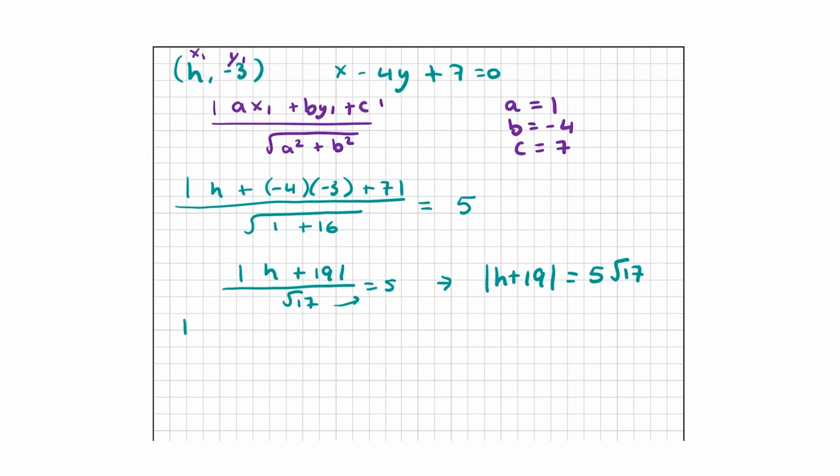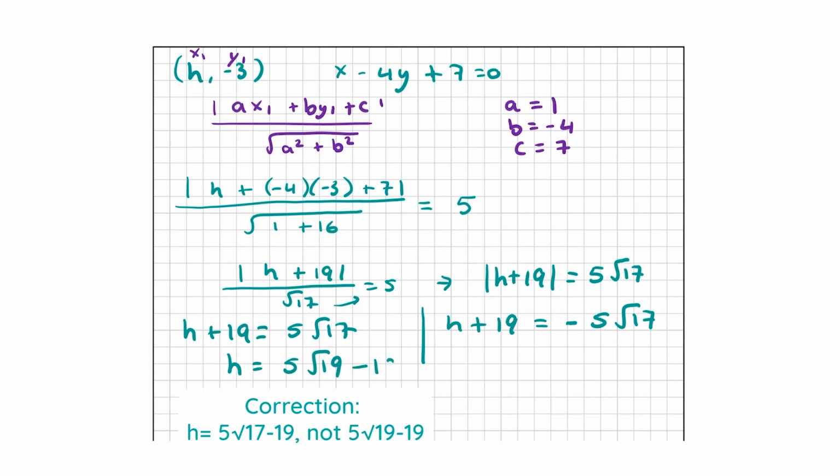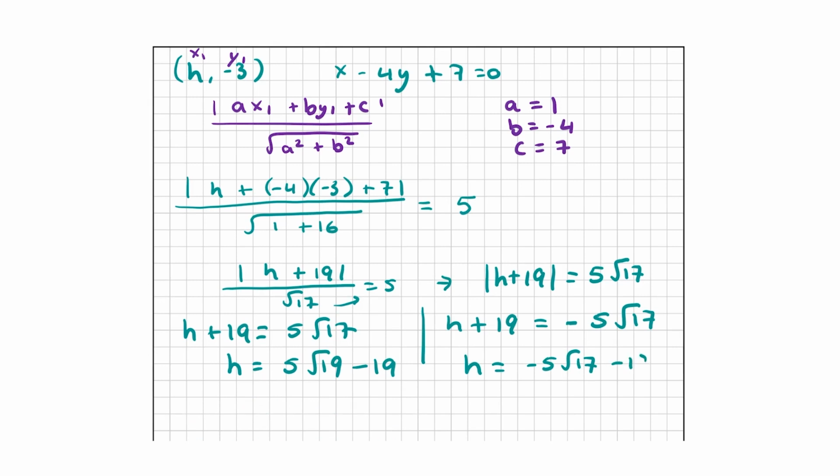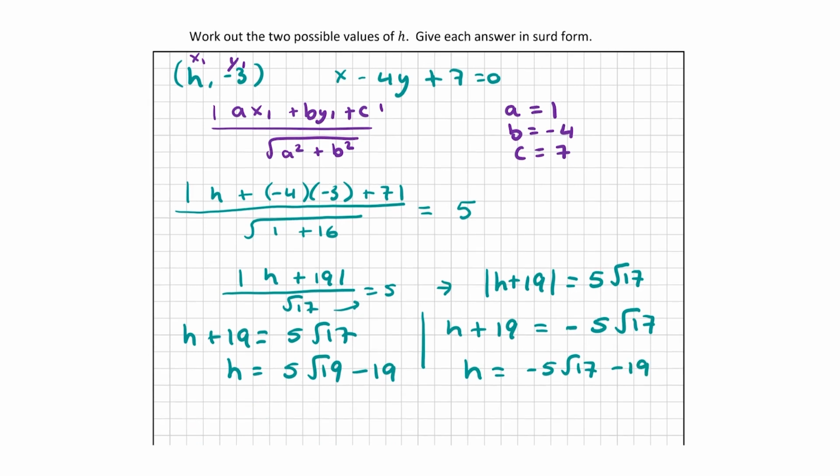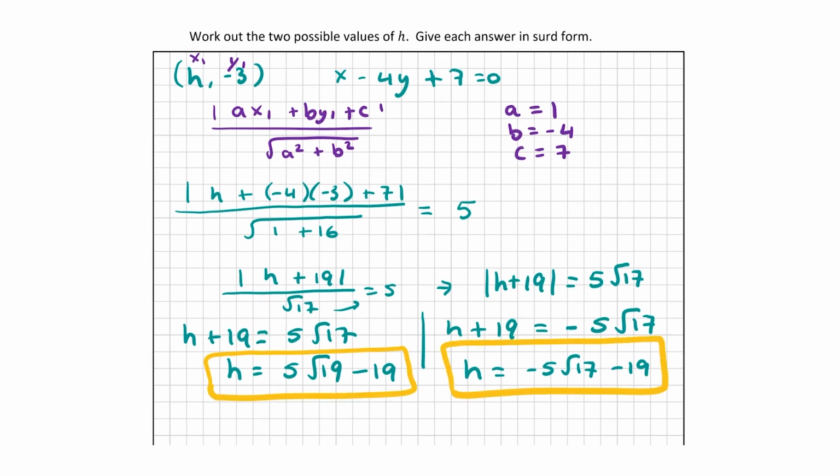So first of all, we have h plus 19 is equal to 5 root 17. And then we're going to have h plus 19 is equal to minus 5 root 17. And this is going to give us two values for h. So we're going to have h is equal to 5 root 17 minus 19. And we're going to have h is equal to minus 5 root 17 minus 19. So our answers are in surd form, which is how they asked us for them. So here are two values for h, and for getting these correct, you're going to get a total of 15 marks.